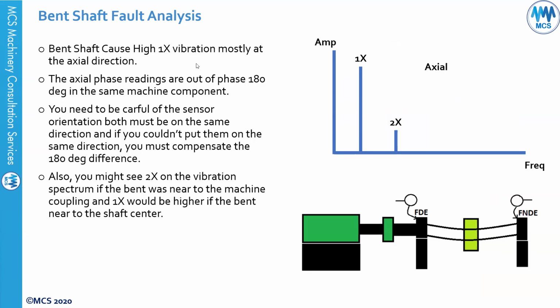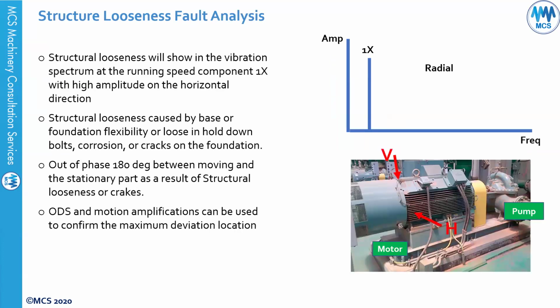For bent shaft fault analysis, you will also see high 1x vibration, mostly in the axial direction. And the axial phase reading will be out of phase. If this is your rotor and you measure the axial vibration along the rotor, it will be out of phase. You need to remember the orientation of the sensor is very important. You might see 2x on the vibration spectrum if the bend is near the machine coupling, and 1x will be higher if the bend is near the shaft center.